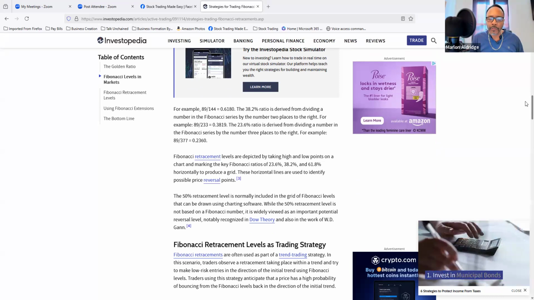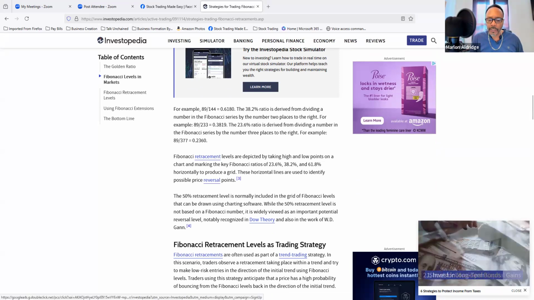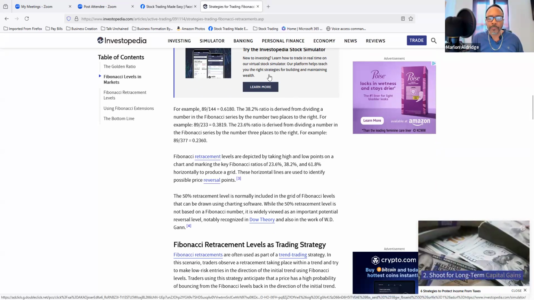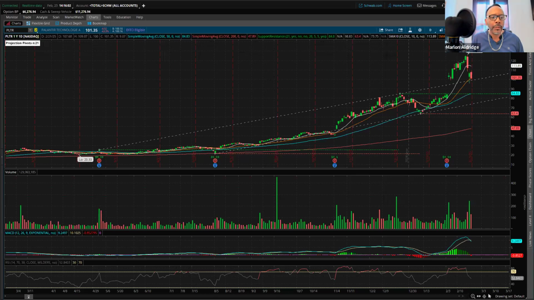So what I'm going to do now is I'm going to take you inside of my trading platform. So let me stop this, and I'm going to take you inside of Thinkorswim and show you how we would use Fibonacci retracement. Now, if you're using something else, I guess I could go out to TradingView as well and show you how to use it there. Let's do both. I'm going to show you how I would set this up inside of Thinkorswim.